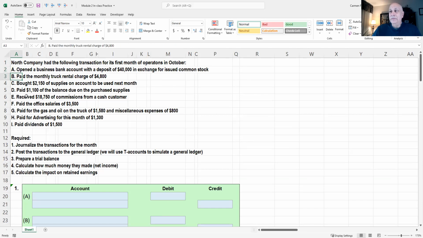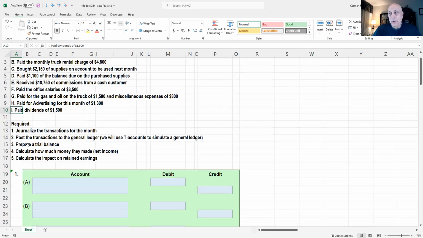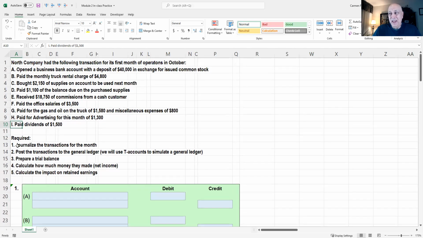Okay. So then they paid the monthly truck rental, they bought some supplies, they paid balance on the supplies, they received some commissions for what they're in business to do. They paid office salaries, they paid the gas and oil for the truck, they paid some advertising, they paid dividends of $1,500. So what we're going to do, we're going to take these transactions, we're going to journalize them in the general journal below. We'll see that in a bit. We're going to then post these transactions to the general ledger, prepare a trial balance, and then we'll answer a couple of questions at the end.